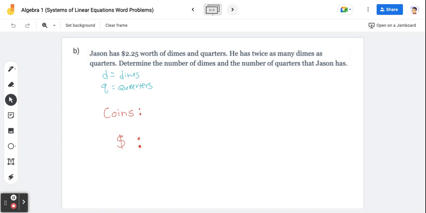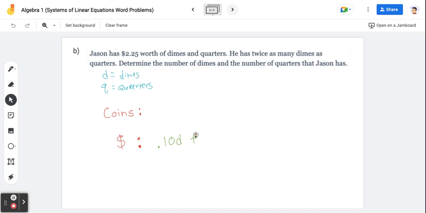So how much, we have to think about this because it doesn't mention it here, but how much money is a dime? Well, we know a dime is 10 cents. How do I represent 10 cents? Well, that's going to be 0.1 or 0.10 times D. That'll represent the total amount of money I have in dimes, right? If I have 20 dimes, I would multiply 0.10 times 20. I don't know how much I have.